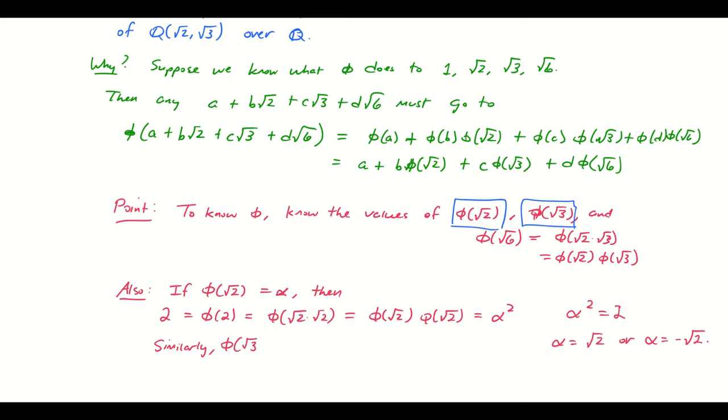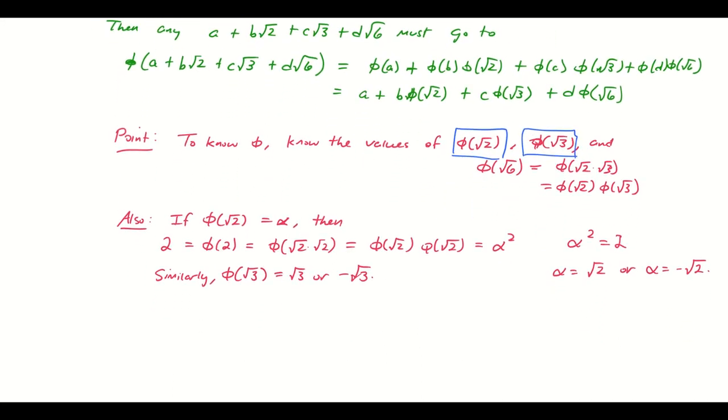Phi of square root of 3 has to equal either root 3 or negative root 3. And then once I know what phi of square root of 2 is going to be, and what phi of square root of 3 is going to be, I know what phi of square root of 6 has to be, because it's got to be the product of whichever one of these I choose times whichever one of these I choose.